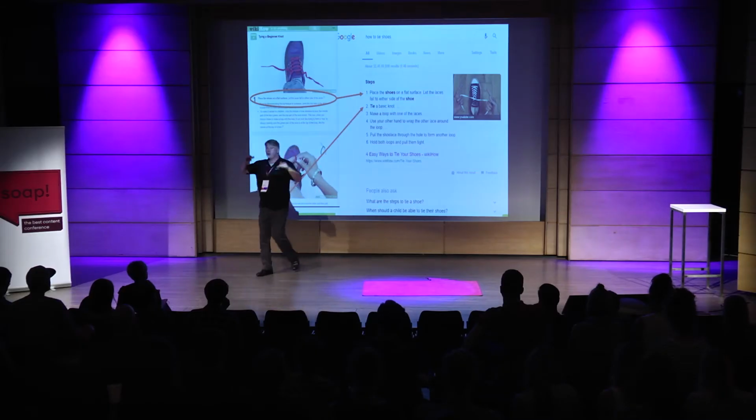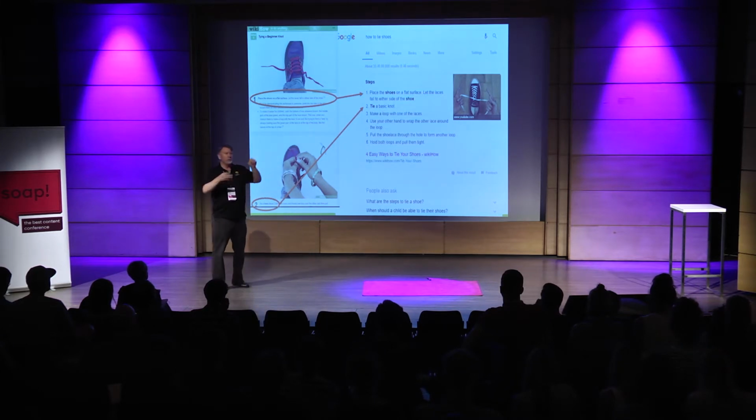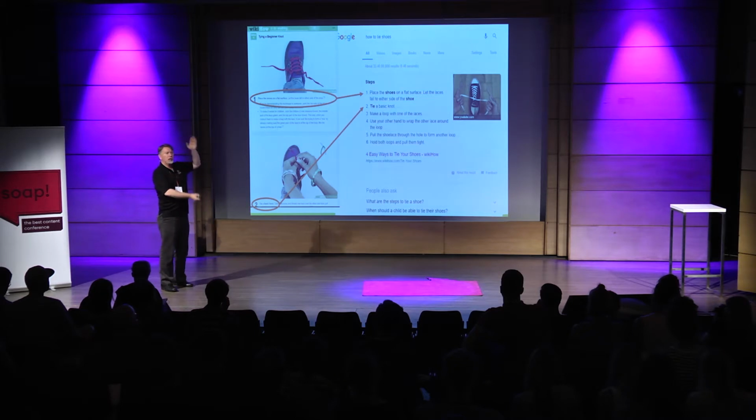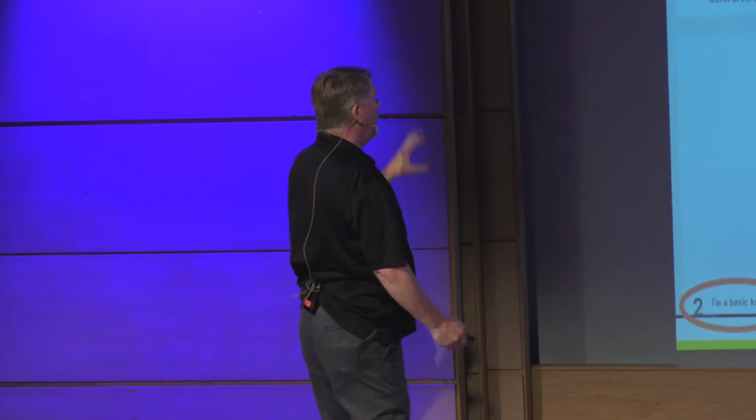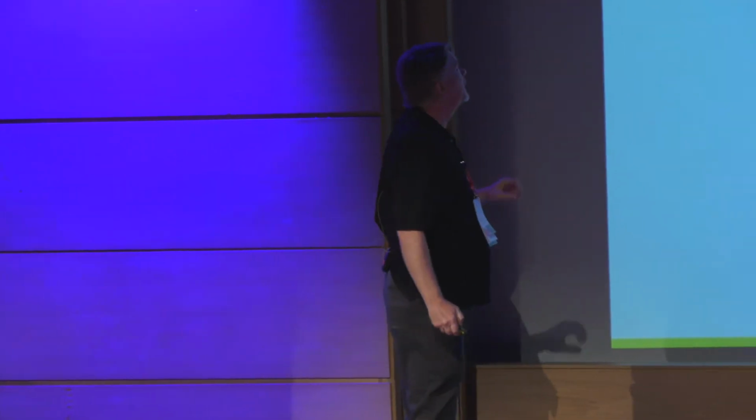So there's actually 2 algorithms at work there. First, you have to get in the top 10. Then Google scans which of the top 10 has the best micro content. All right, so that's one example.